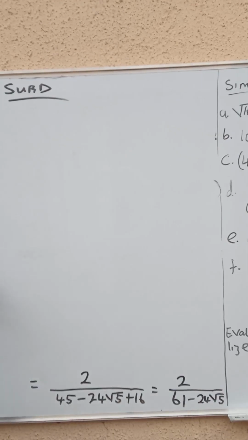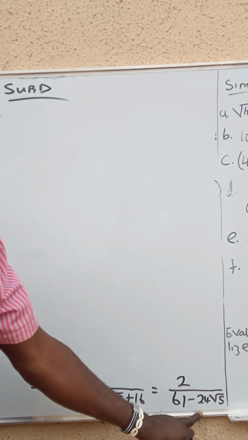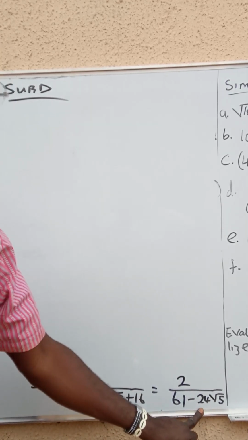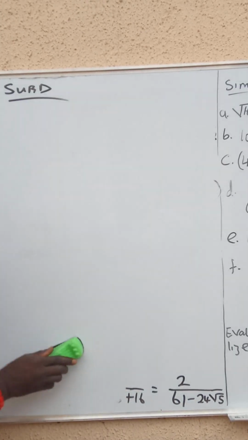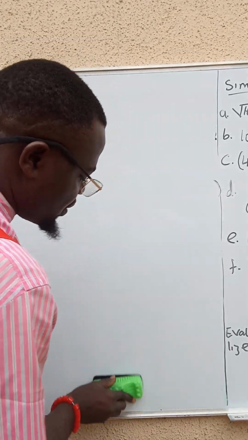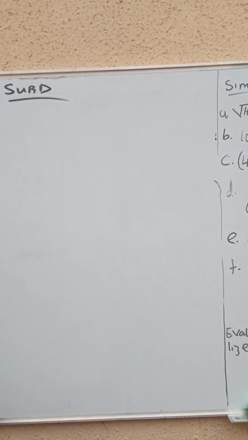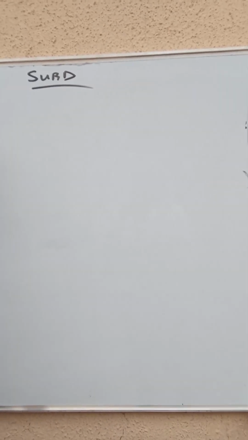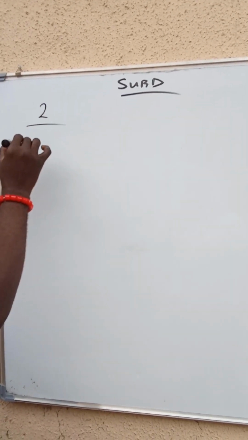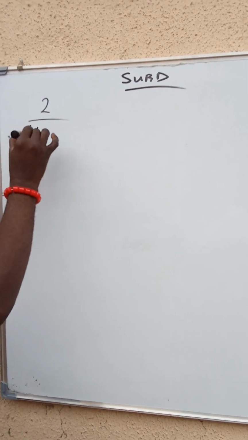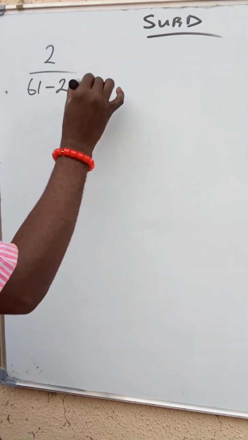So now that you are having it like this, you are not done, because we don't want any root to be at the denominator. So you have to what? Complete it. Remember what to have there? That is 2. Let me bring it out. So what we have there is 2 over 61 minus 24 root 5. That is what we have there.